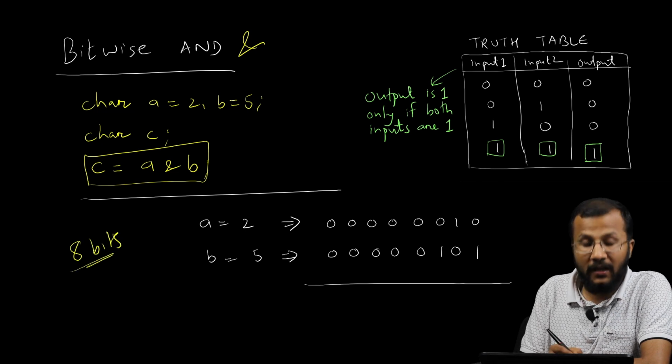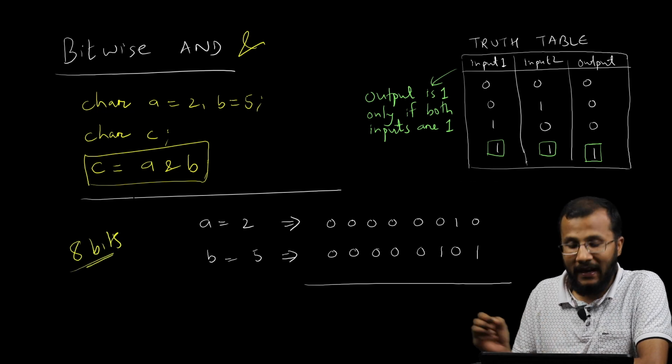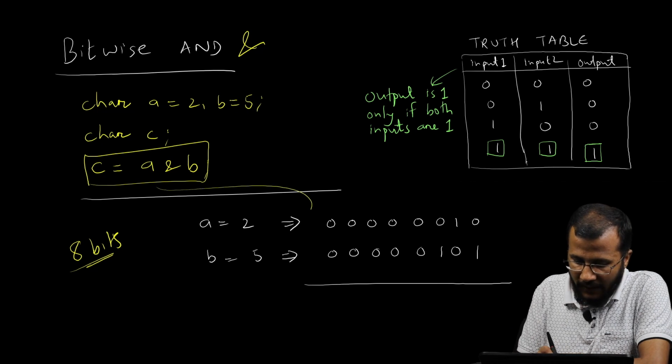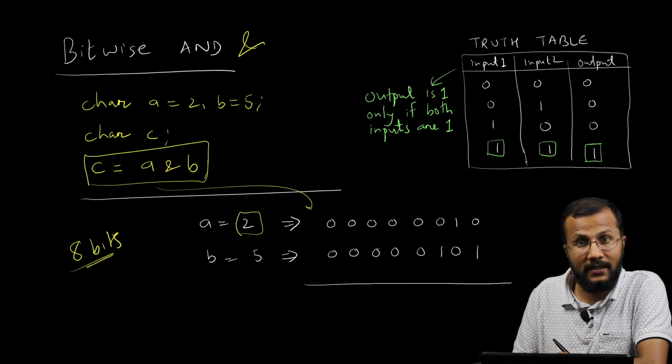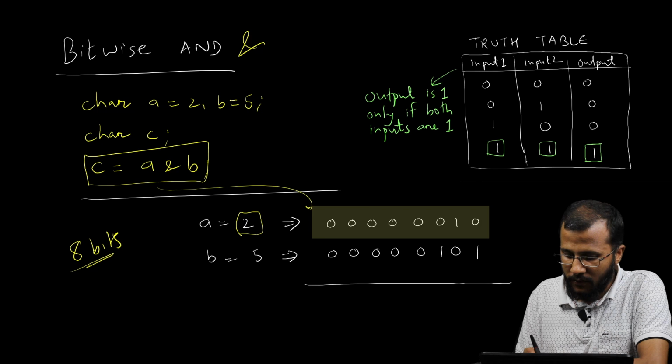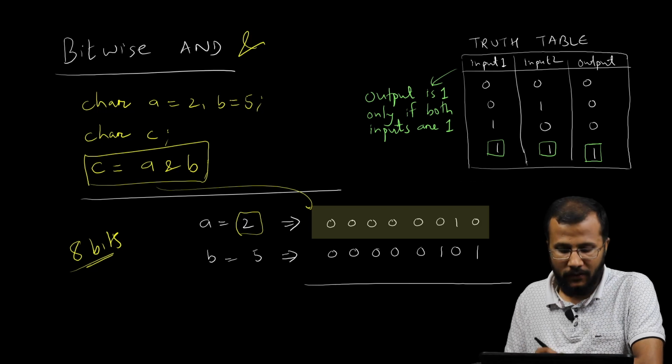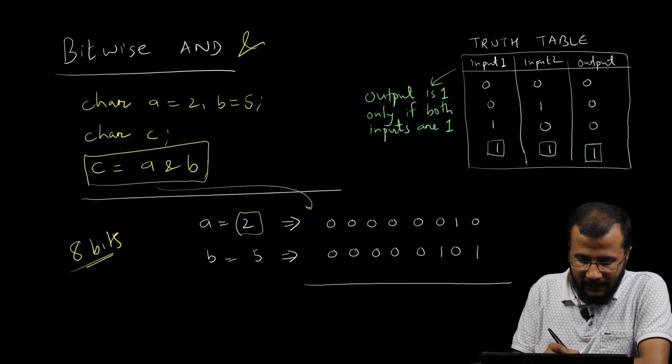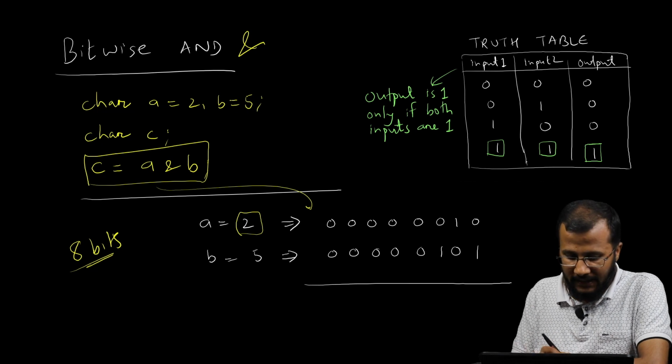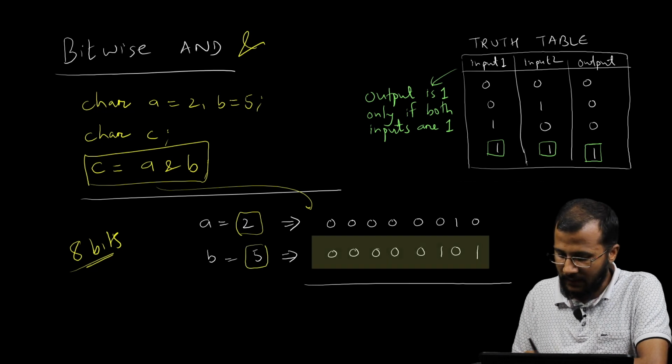So A will first be converted into an 8-bit binary sequence. A is 2 in decimal, and 2 in decimal is 0 0 0 0 0 0 1 0 in binary. So this conversion is done first. Then B, that is 5, is also converted into binary, which is given here.